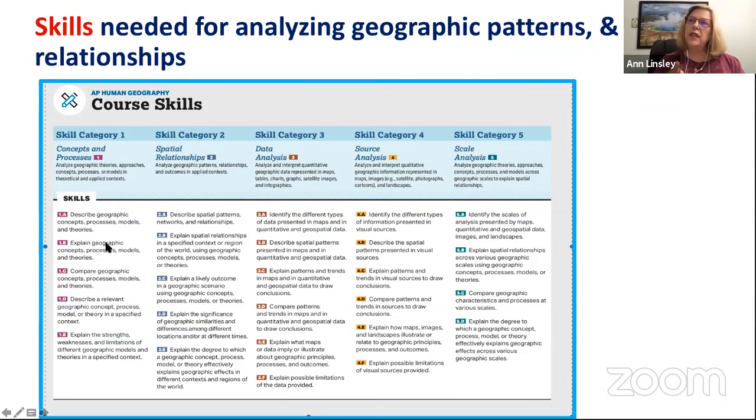reshaped how you looked at this content, because you had so much content, we know that. But then we have to re-examine how we look at that content that you may have just memorized and apply it in different ways. And so that's what our spatial relationships is looking at, our data analysis, our source analysis, and then our scale analysis. And keep in mind that as you go through these skills, they scaffold, they become harder and harder as you get to the part D's and E's.